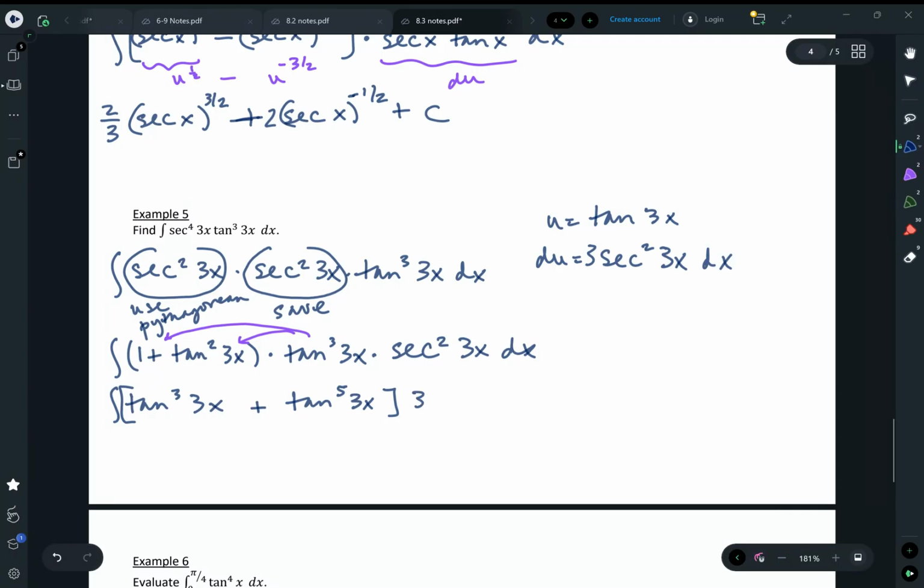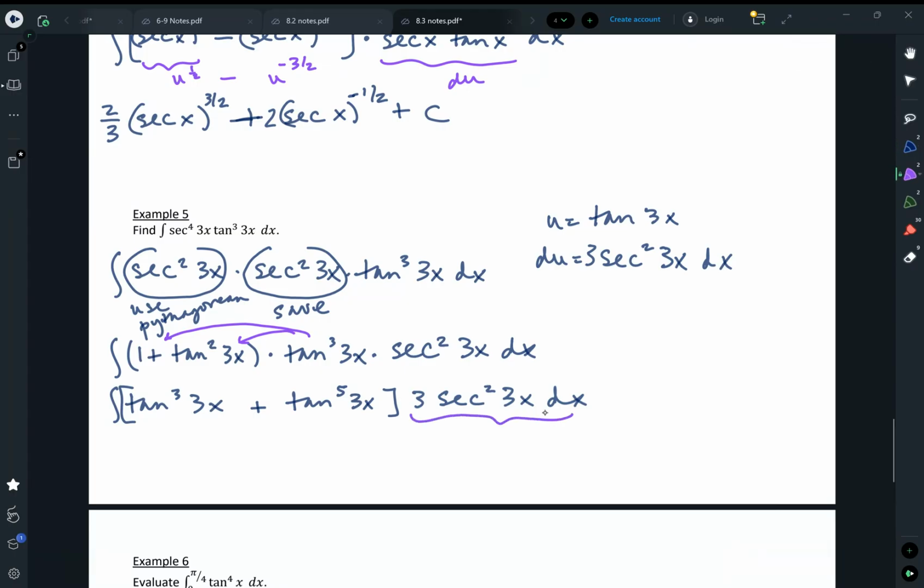I need to have 3 secant squared 3x dx. So now all of this is going to be my du, but I multiplied by a 3, so I've got to have a 1/3. And this is going to be like u to the 3rd power, and this one's u to the 5th power. So now it's just power rule again.